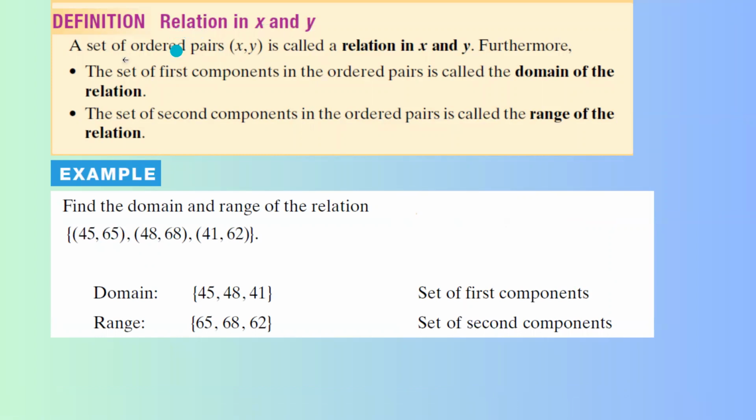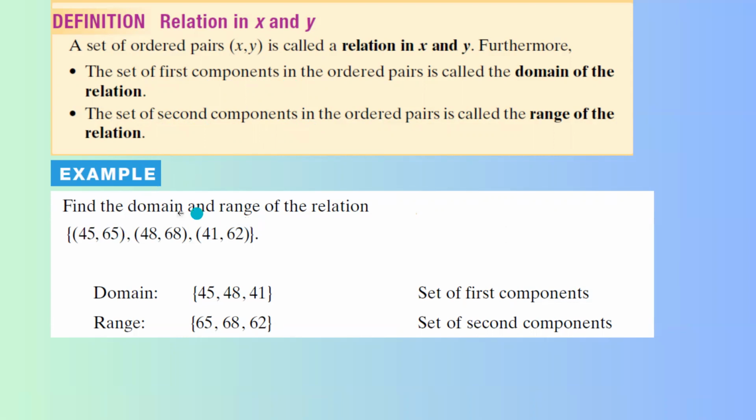Relation in x and y. Now, if we take points from the Cartesian plane or rectangular coordinate system, we call that a relation. So a relation is basically a bunch of points in the plane. Each relation has a domain and a range. The domain is the set of first components, and the range is the set of second components.